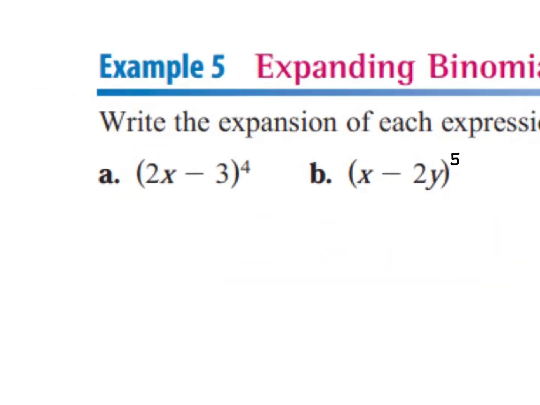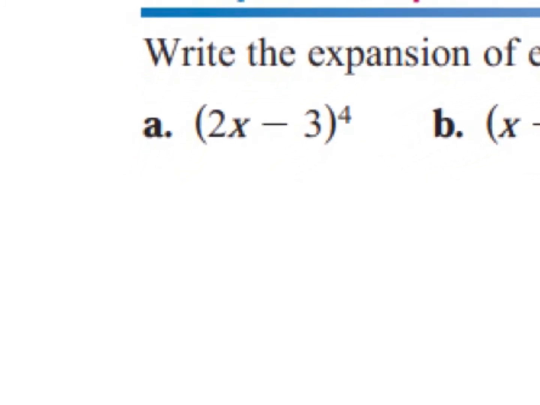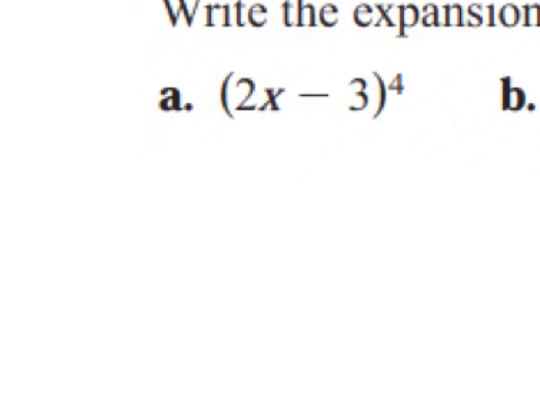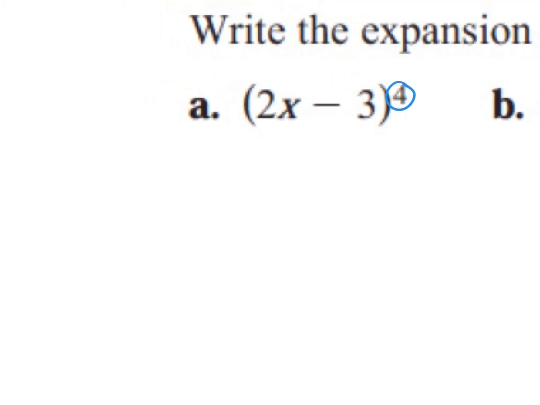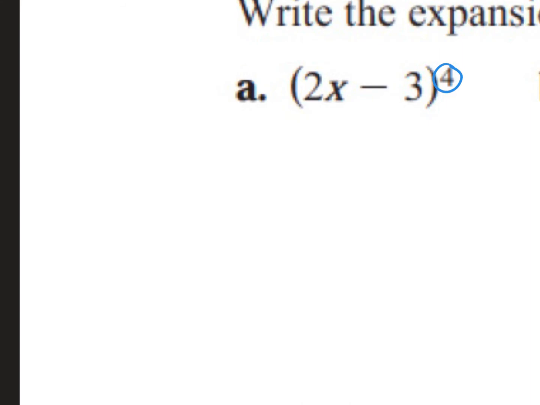All right, so example 5a. We're doing the same thing, but here we have 2x minus 3 to the fourth power. So what row are we looking at for Pascal's triangle? The fourth row. So what's our fourth row in Pascal's triangle? 1, 4, 6, 4, 1.